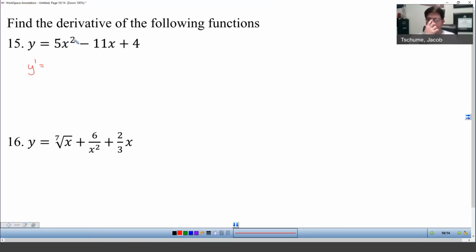So starting with 5x squared, I'm going to bring the 2 to the front. So 2 times 5 is 10. And if I subtract 1 from the power, it's just 1. Earlier, we talked about that the derivative of x is just 1. So if you just see an x sitting there, it goes to 1. And 1 times a minus 11 is still minus 11. 4 is a constant, and as we learned a few minutes ago, the derivative of every constant is 0. So I took the derivative of all three terms in order, and I'm going to box in my final answer. That's all there is to it. So make sure you take your time through them and find each derivative.